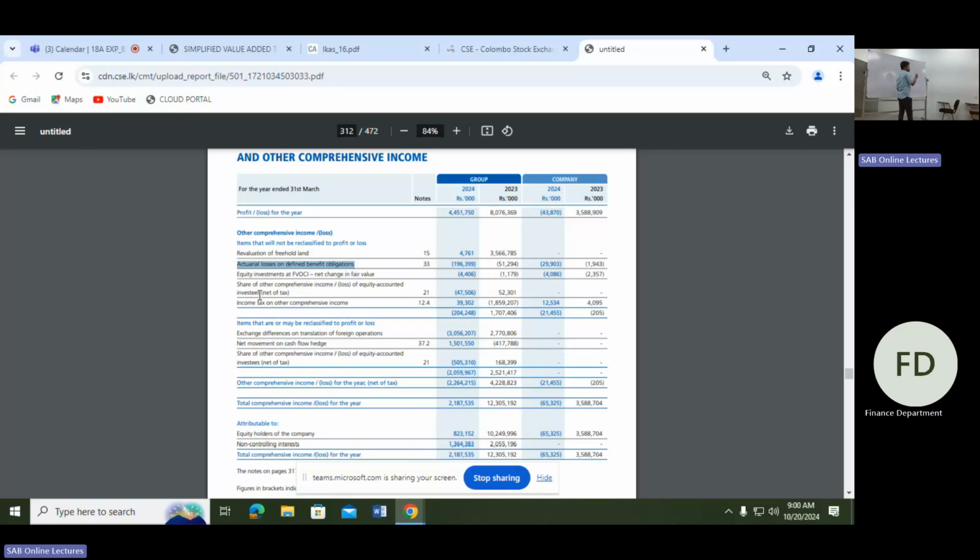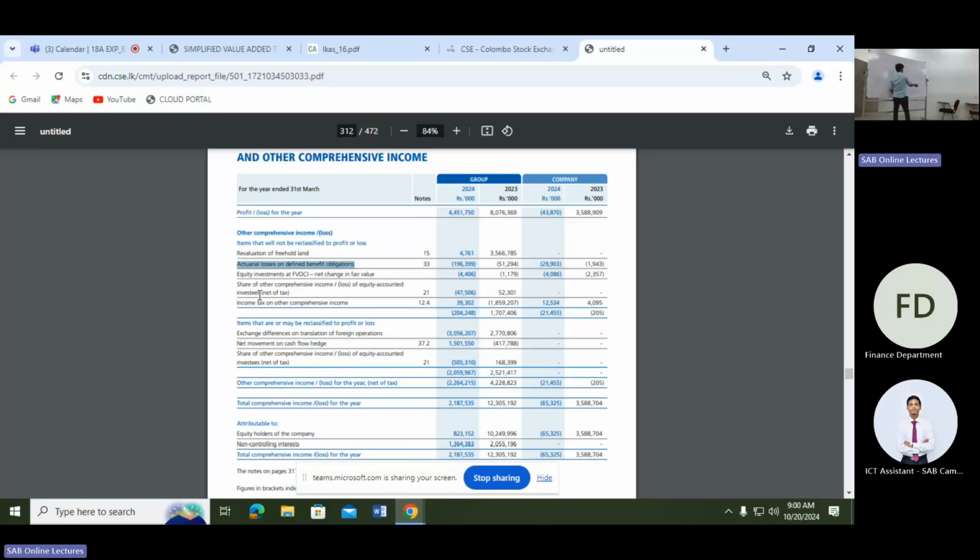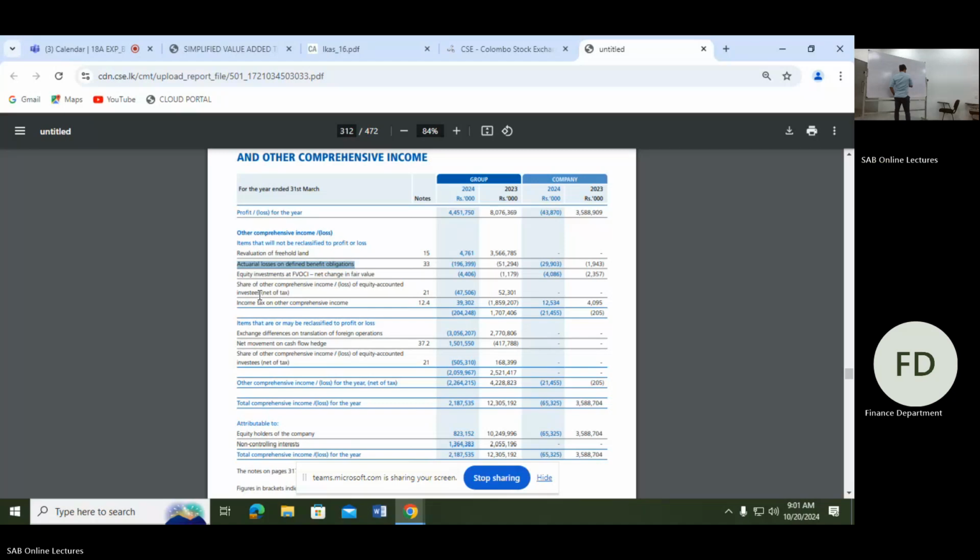This pineapple we can consider a consumable plant, and then banana. And coconut is a bearer plant, coconut and jackfruit, bearer plants. So bearer plant, consumable plant, clear?